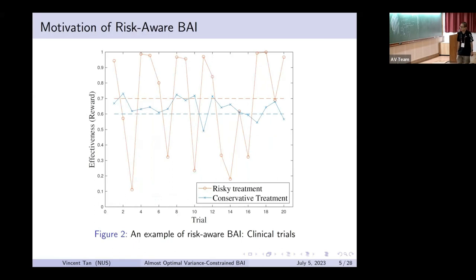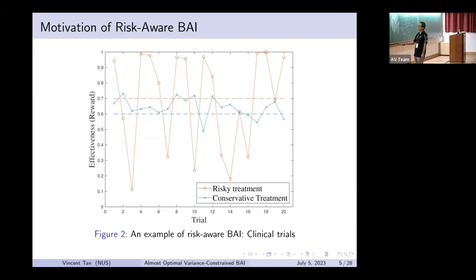But the motivation for our work is the following. In some settings, you might want to learn an arm that is consistently good in terms of its expected reward, but its variance or its variability or some notion of risk should not be too large. So here you have two different treatments that my student plotted out. And you can see that the dotted red line is the average treatment efficacy for the red treatment, which is a risky treatment. And the blue one is the conservative treatment that seems to be more consistent across time. So which one will you choose? Will you choose the risky treatment or the conservative treatment? It depends on your risk aversion parameter, I guess.